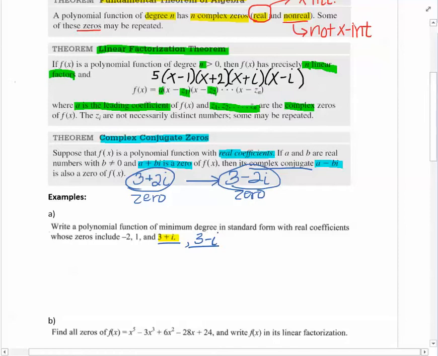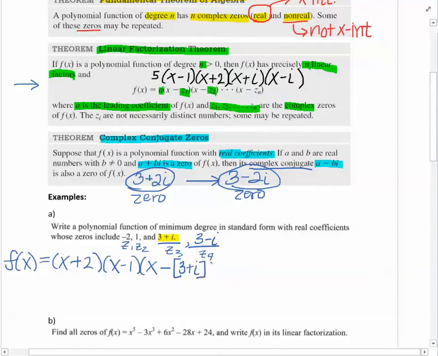Okay, so now we're going to use the linear factorization theorem so that we can write it in standard form. So here's our function, f of x, we'll call it. So this is like z1, z2, z3, and z4. So let's do x minus -2, which would be x plus 2, times x minus 1, times x minus, now be careful here, I'm going to use brackets right here, 3 plus i. I'm going to use brackets because we're already using parentheses. Now if you don't put some kind of grouping symbols here, that negative sign will not distribute correctly. And then it times x minus the conjugate, 3 minus i.